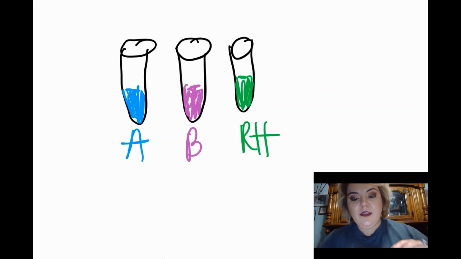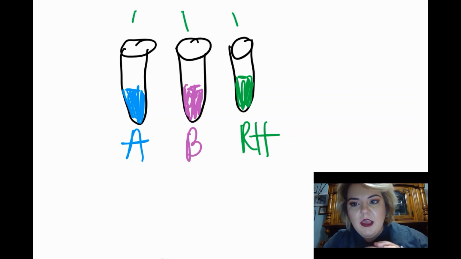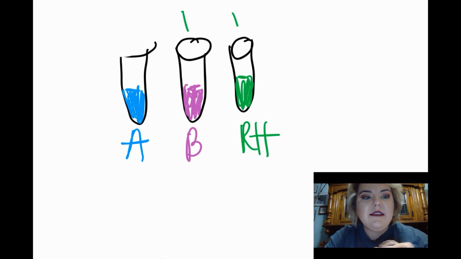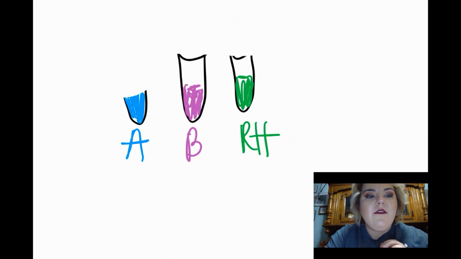So when they get back there, they're going to take your blood and drop it into all three of these to see. What this is testing for is whether a reaction occurs.